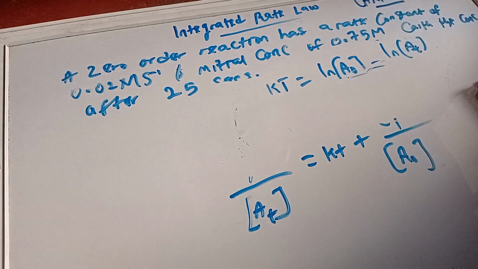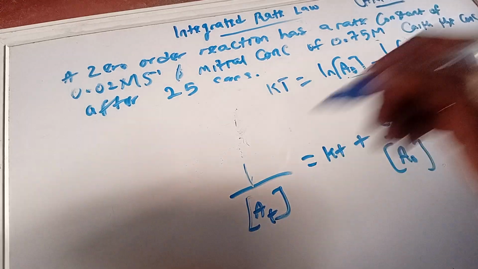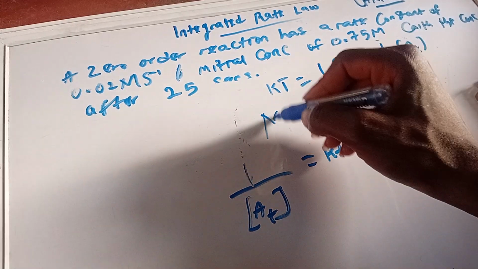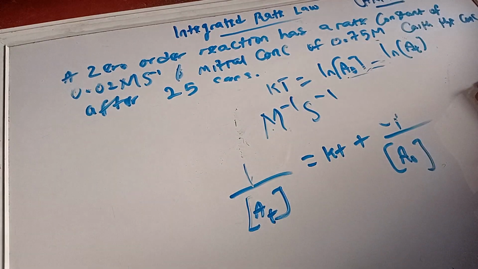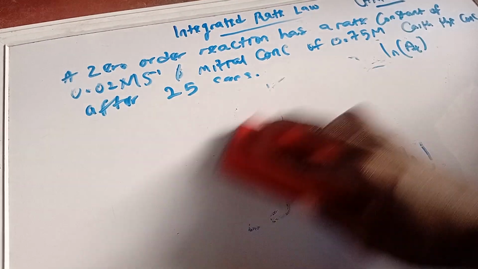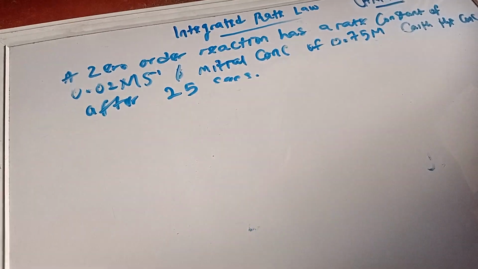Now for second order, you can do it yourself. But for second order it is per M per second. Please take note of those units. They are very important. Don't take them for granted. Now let's quickly solve this question.